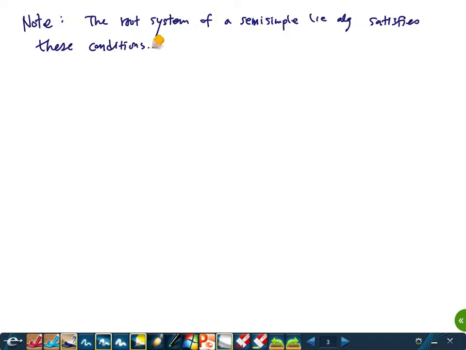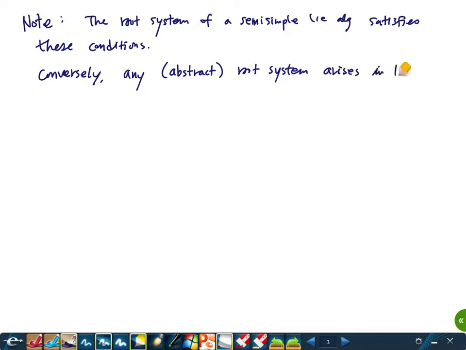Or abstract root system. And conversely, any abstract root system, so an abstract root system is the root system I defined, okay? Abstract root system arises in this way. Meaning that whenever we have a root system, in fact, we can find a semi-simple Lie algebra G whose root system is the root system we started with, okay? So in fact, they are really the same.